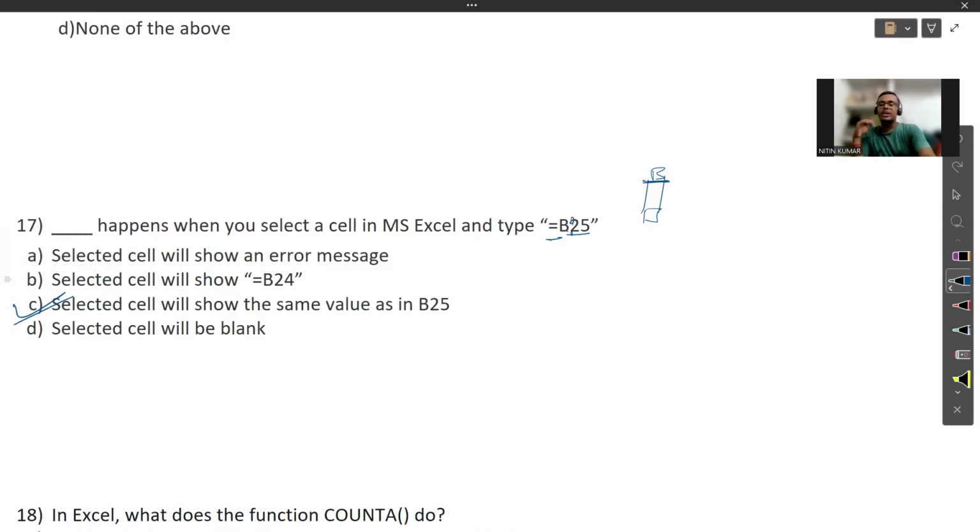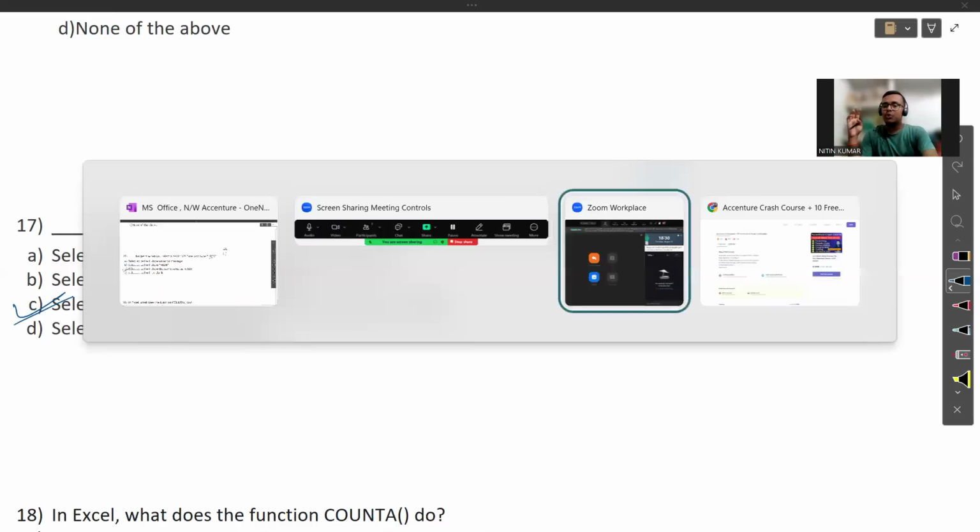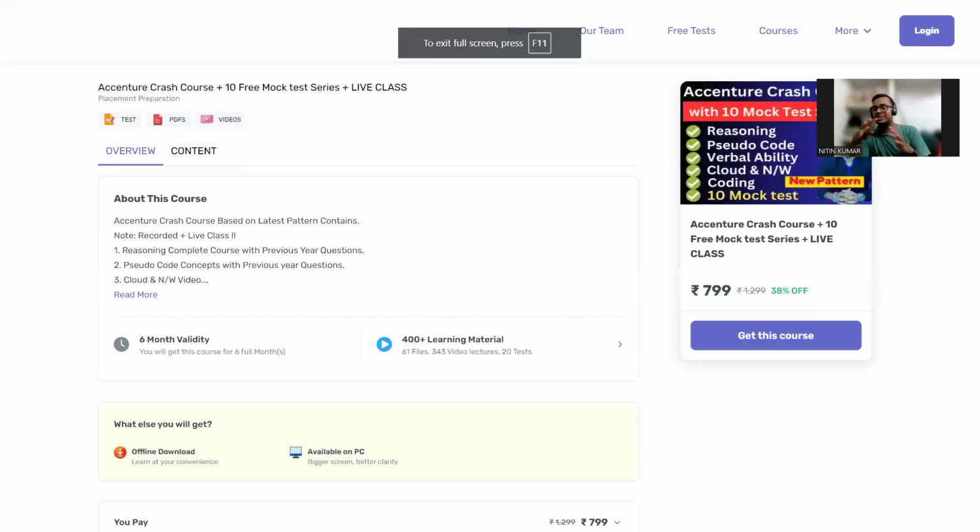Now, before moving to the next problems, one thing I want to share with you. There are thousands of problems that could be framed with MS Excel. There is no end to the problems; we could form as many as we want. So what we generally do in online study for you, which will be beneficial for students for many, many years, is give so much selection in our course. If you check out the Accenture crash course, you will find the link in the description.